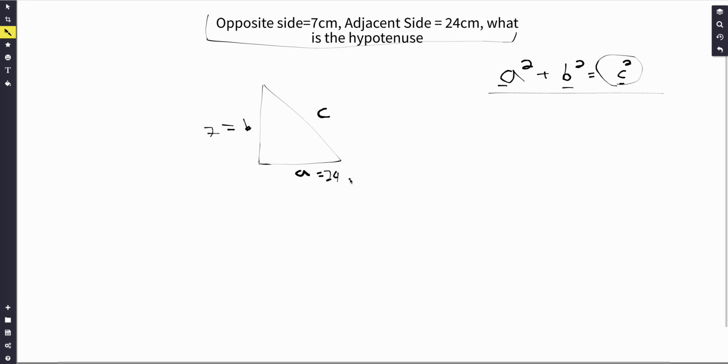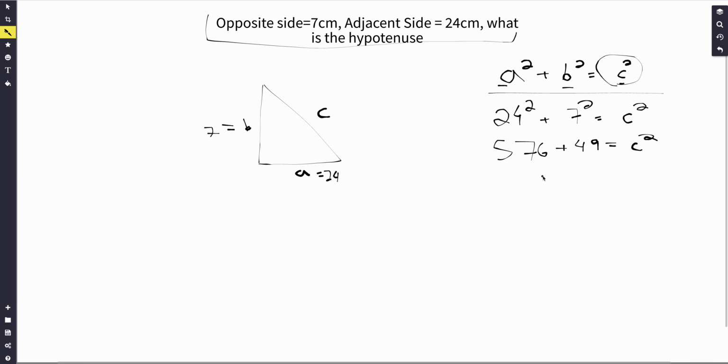What's the hypotenuse? We simply just plug it into this formula. So the A value we know is 24. So 24 squared plus 7 squared is equal to c squared. Now, simply simplify. So this would be 576 plus 49 is equal to c squared.